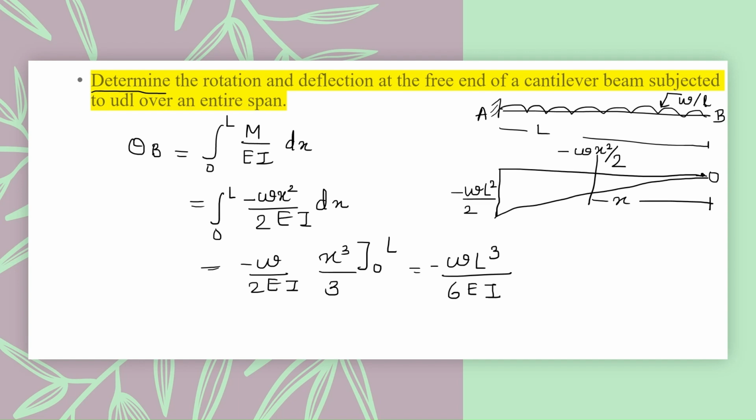Since this value is negative, we can write it as clockwise. The value will be wL cube by 6EI clockwise, clockwise with the tangent at A. If we draw a tangent at A, this value will be minus wL cube by 6EI clockwise with the tangent at A.